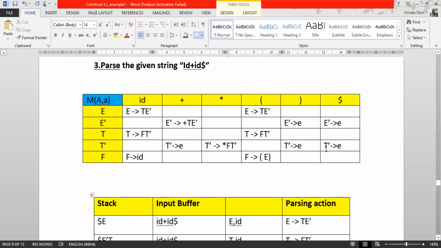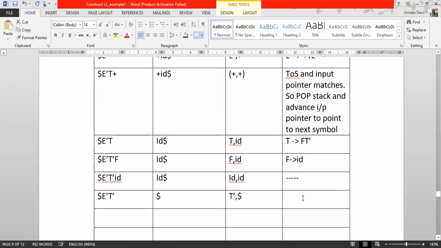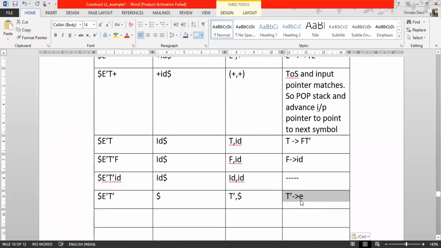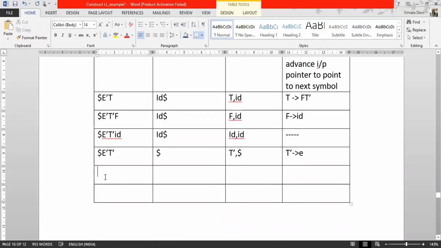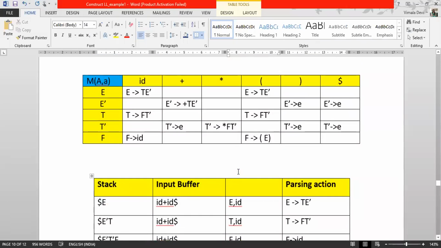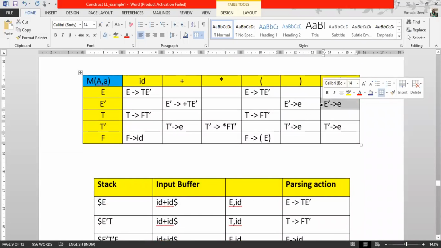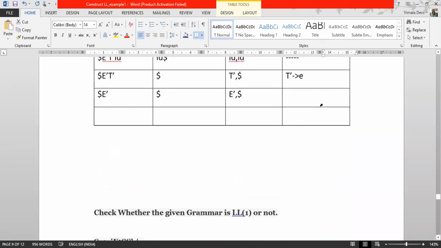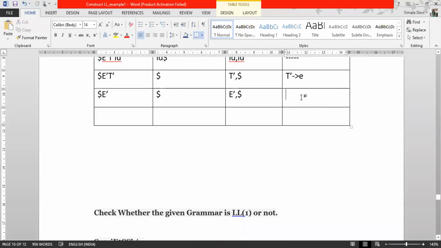So T dash comma dollar allows us to choose the rule T dash derives epsilon. So you know what is to be done. Now T dash must be replaced by epsilon. It means T dash is removed from the top of the stack. Now you go for the rule E dash comma dollar. I think E dash comma dollar also allows us to select the rule E dash derives epsilon. Right. So when you take the action as per the rule, E dash is also vanished.